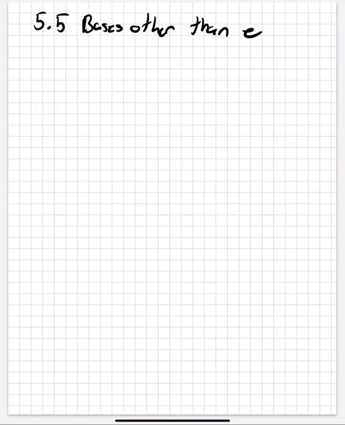Alright, so for section 5.5, we want to look at some applications and how to use logs that don't have base e. Just as a reminder, the natural log of x is the same thing as saying the log base e of x, right? So we want to use things that maybe don't exactly have a natural log component.